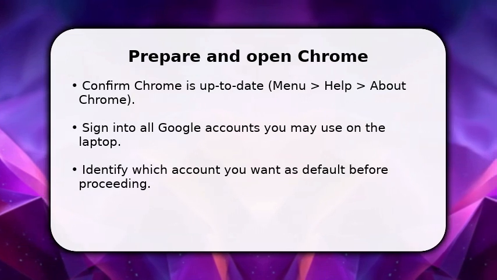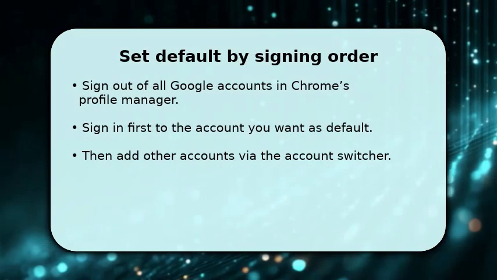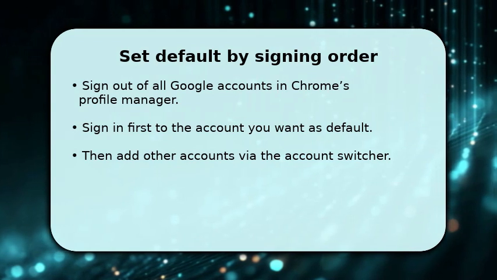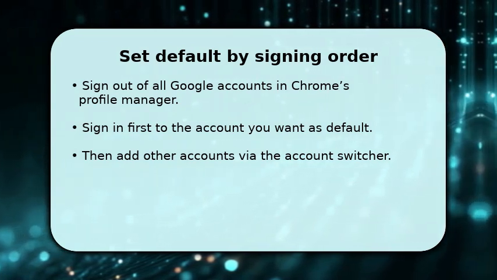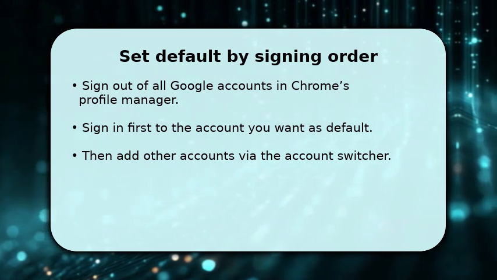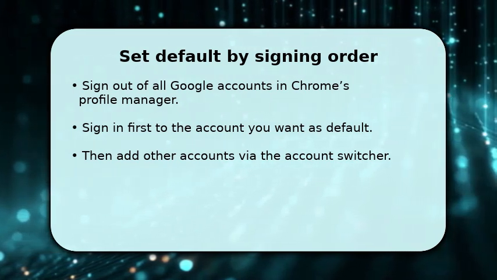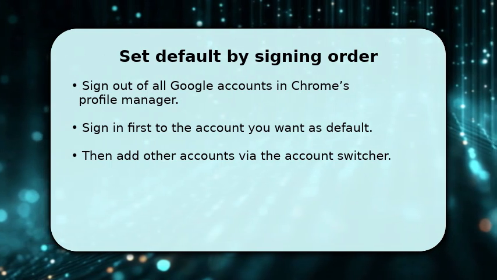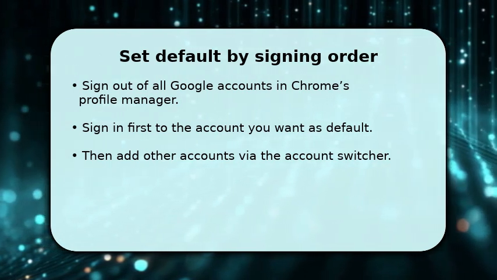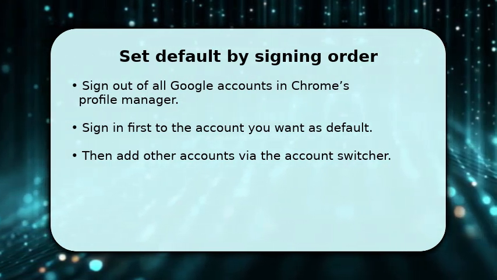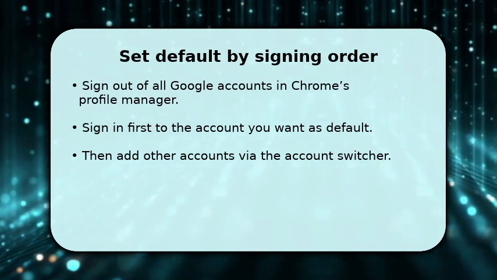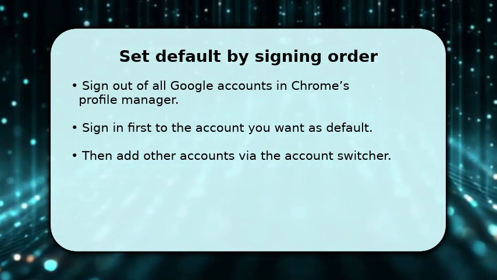Now you'll use sign-in order to establish the default. Sign out of every Google account in Chrome, use Manage People or the Profile Avatar menu to fully sign out. Next, sign in first to the account you want as default. This registers it as primary. After that, add your other accounts via the upper right avatar, add another account. This order matters because Chrome links the first signed-in account to many default services.